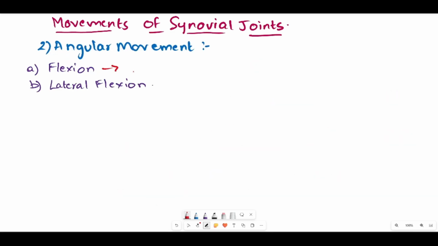The first one is flexion. What is flexion? Flexion is the decrease in the angle between the bones, and this is mostly seen in the sagittal plane. The second one is lateral flexion. It is simply the movement of the trunk in the frontal plane.